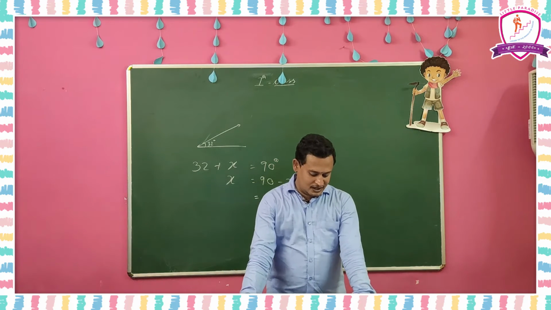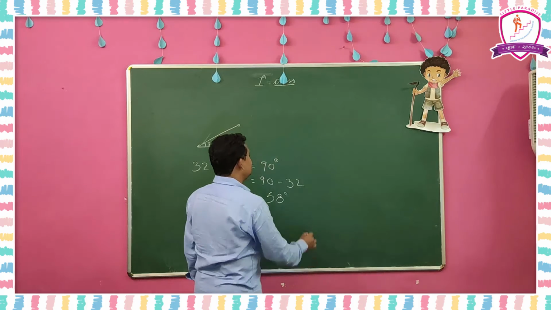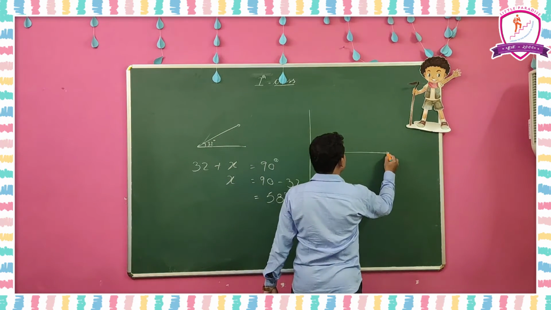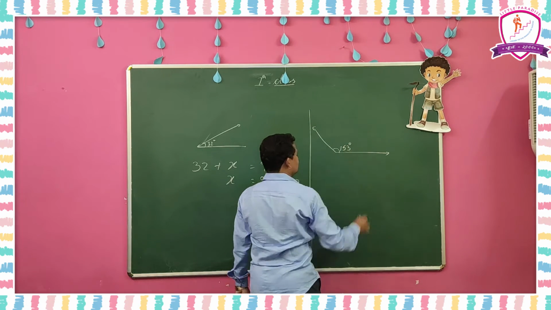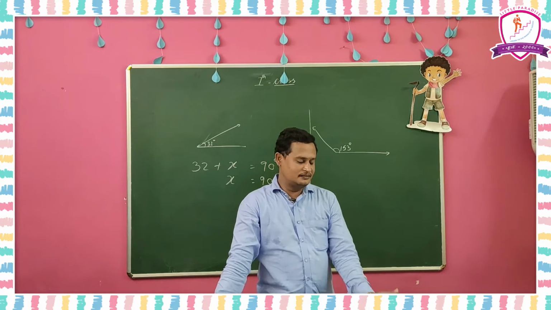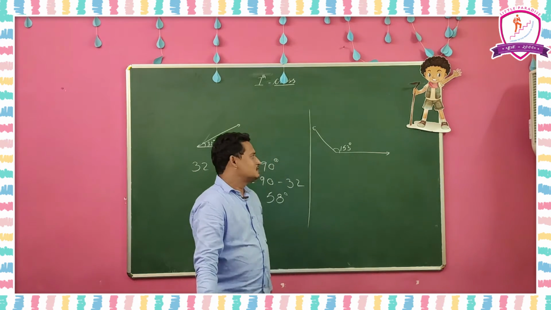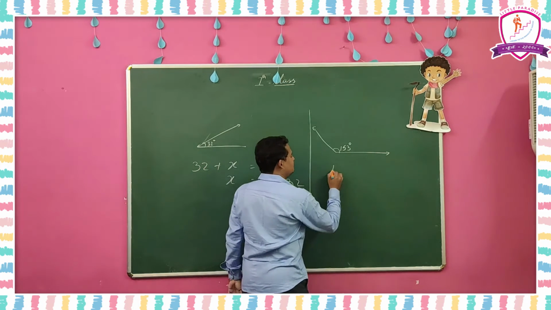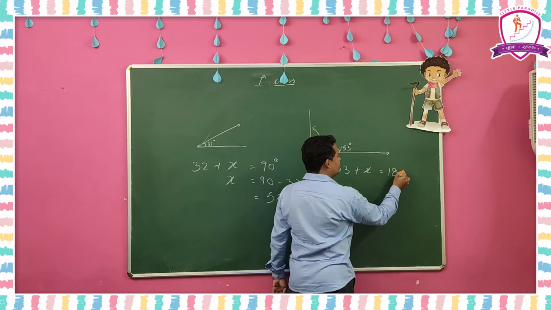And next, the second one also you can observe there. Find the supplement for the given angle. What is the angle given here? 153 is given. This is an obtuse angle, 153 degrees. What are the angles called as supplementary angles? If the sum of two angles is equal to 180, then those angles are called supplementary. So 153 plus x is equal to 180 degrees.